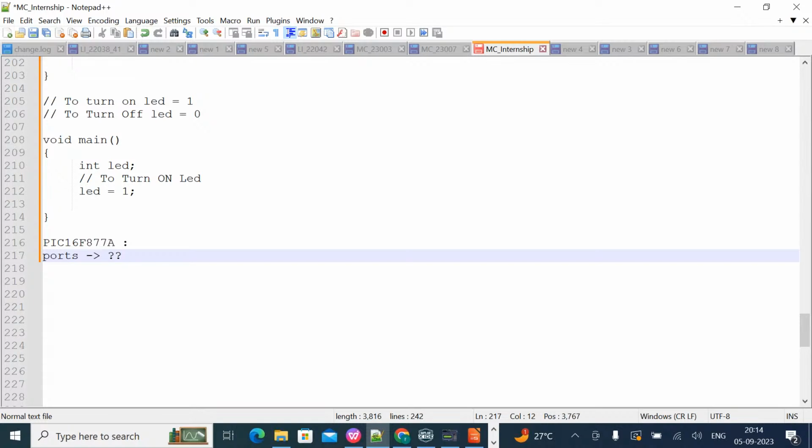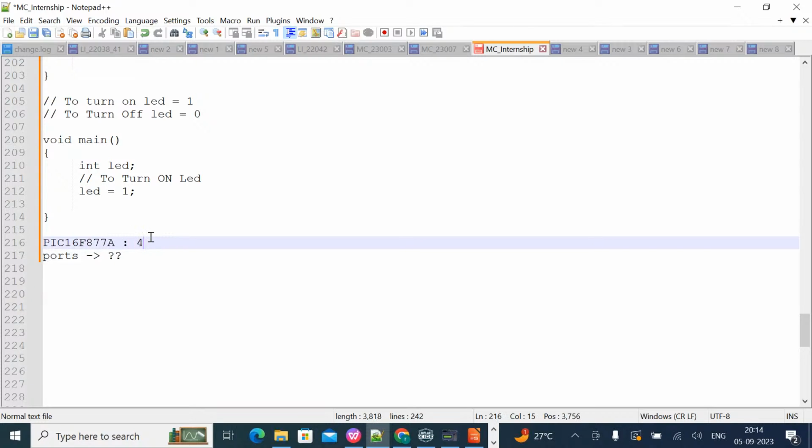Few of you are saying 40, few of you are saying 16. Let me tell you one thing: this microcontroller PIC16F877 has a total of 40 pins. It's a 40 pin device. Now I'm waiting for your answers. I got answers such as 40 ports, 16 ports, 6 ports, ports A, B, C, D, that means 4 ports, 5 ports. Okay, fine.